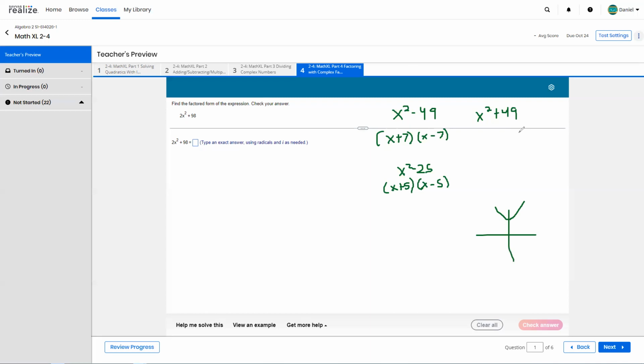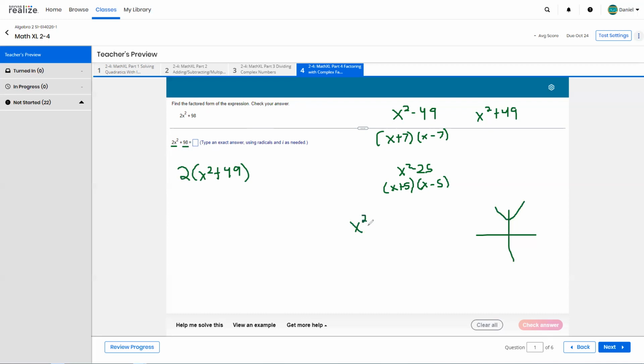That's what we're doing here in 2.4. So if we look at 2x squared plus 98, we want to factor. The first thing I notice is they both have a 2, so we can factor out a 2, and then we have x squared plus 49. We're going to ignore the 2 and just worry about the x squared plus 49.